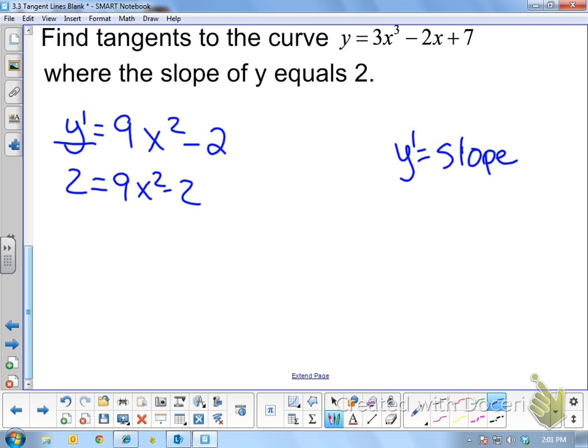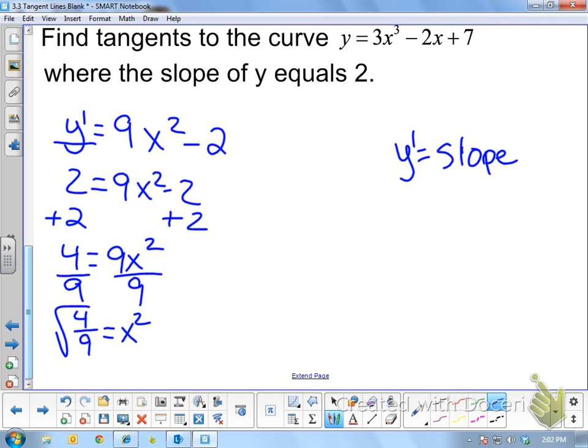Wouldn't it just be 0? If you just plugged in 0, you'd get 2 equals negative 2. It's Friday. Your brains never function as well on Friday. Okay, I don't know why I was trying to subtract 2. I don't know.